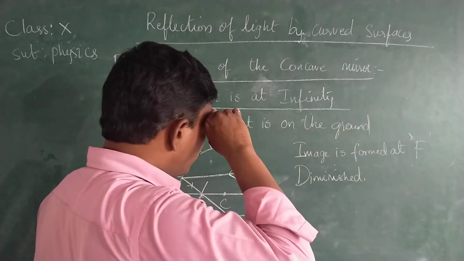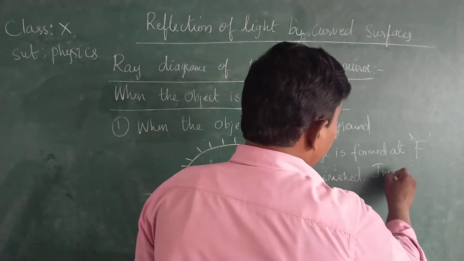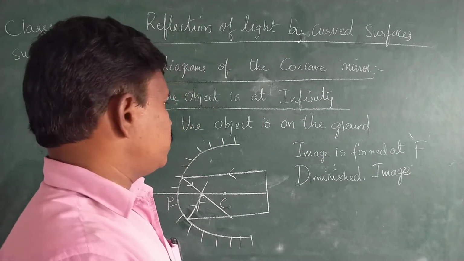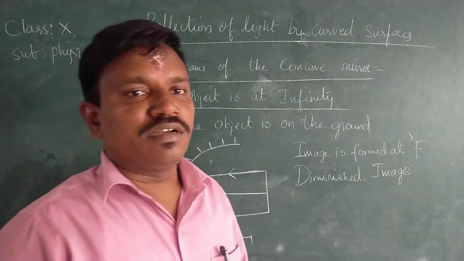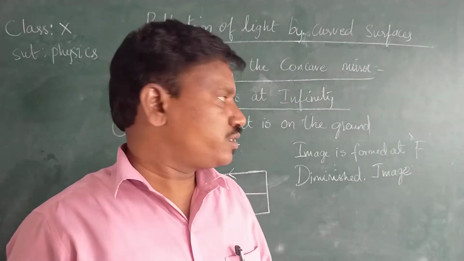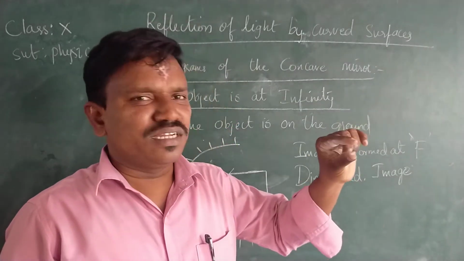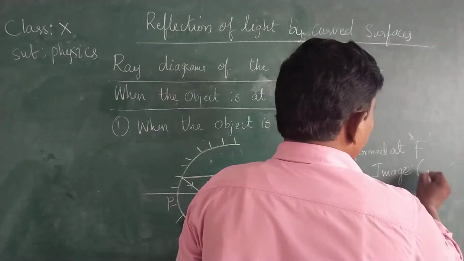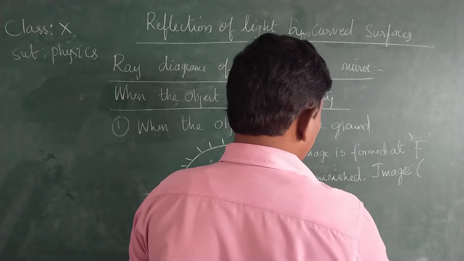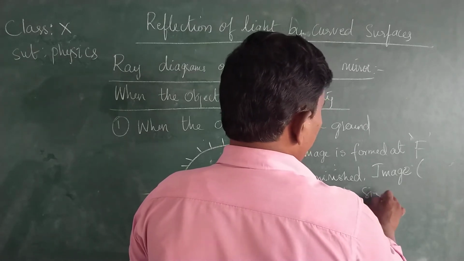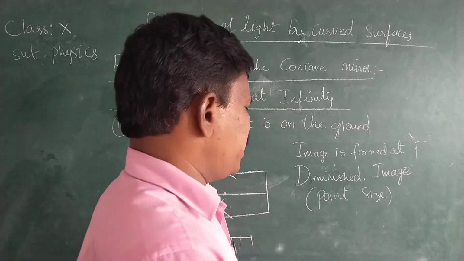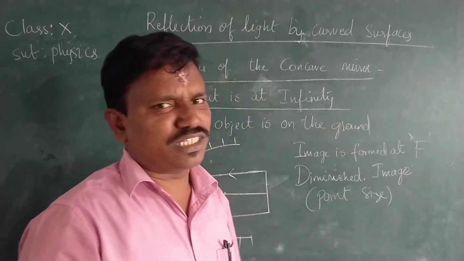Okay, normally we get a diminished image. Whatever the image that is formed, we get the diminished image. Okay, smaller, very very smaller. That means it can be seen like a point size image. Point size means it will appear like a small point. Okay, very small image can be seen.